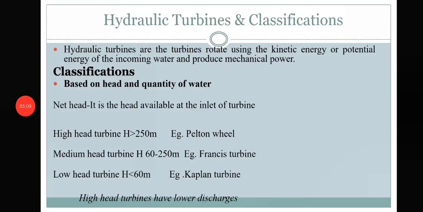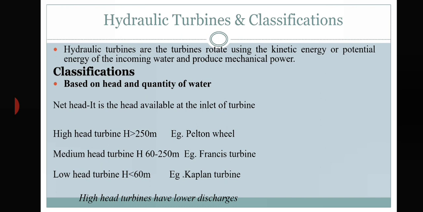Coming to the classification, hydraulic turbines can be classified based on the head and quantity of water flow. Then you can classify based on the specific speed, then based on the flow of water across the runner, and also based on the incoming energy. Coming to classification based on head availability, you can classify based on the net head, that is the head available at the inlet of the turbine, where the height of the dam, or the location of the dam, is a major factor governing this.